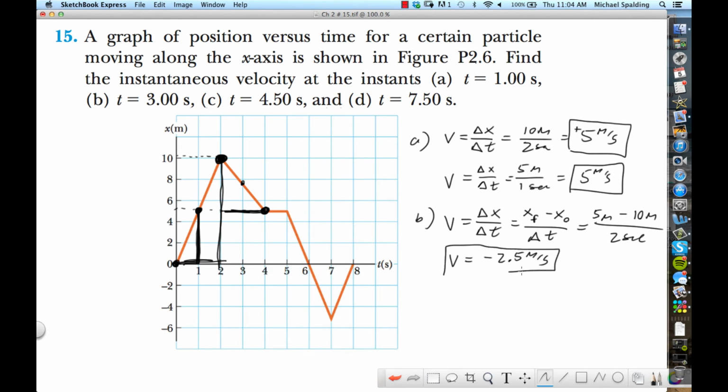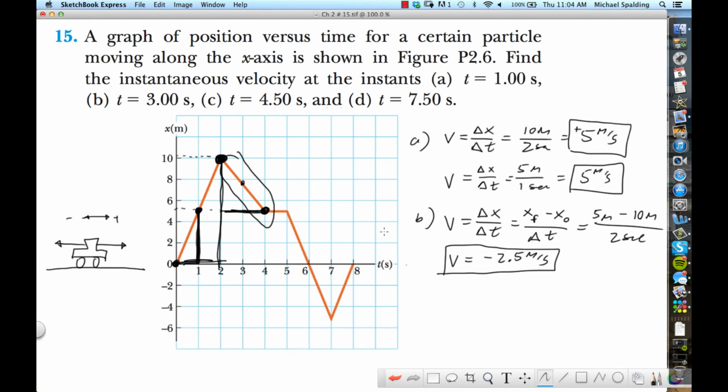And why does it make sense that it's negative? Because the slope of this line right there is negative. And what does that mean? If we think about our object here, so let's say it's a car, what was happening in the first 2 seconds? The object was moving which way? To the right. To the right is plus, to the left is minus. Then what happens from t equals 2 to t equals 4? It moves in the negative direction. That's why the velocity is negative.